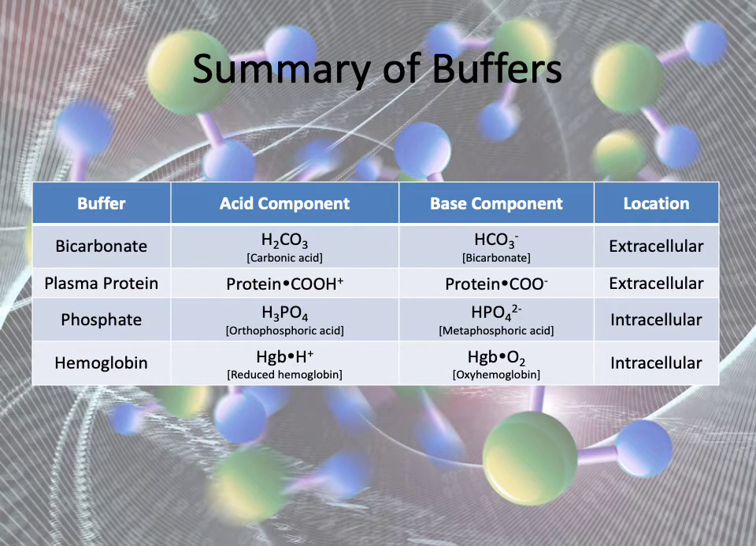For the phosphate group, you have H3PO4, which is technically orthophosphoric acid. The base component is HPO4, which is metaphosphoric acid, and for God's sake, you don't have to remember the names of these. It's just for inquiring minds that want to know. And like I mentioned before, this phosphate buffer system functions primarily intracellularly. And then the last, we have hemoglobin. The acid component is reduced hemoglobin, the base component is oxyhemoglobin, and unless you talk about hemolysis, this should function primarily in the intracellular fluids. Okay, so hopefully this is making sense, at least up to this point.